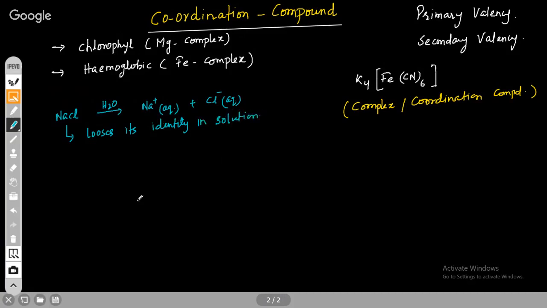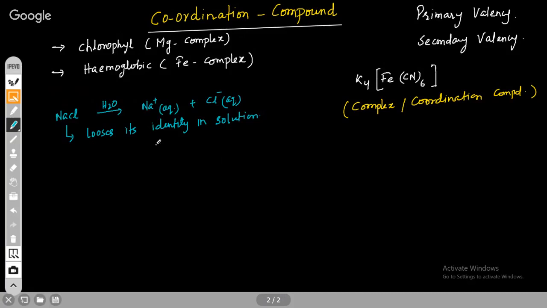Losing identity means it dissolves completely into its ions. The ions from which they have formed, it dissolves completely into those ions. So NaCl is no longer existing in the solution. It exists in the form of Na+ and Cl-. Hence we say that they lose their identity completely. I'm talking about normal compounds.